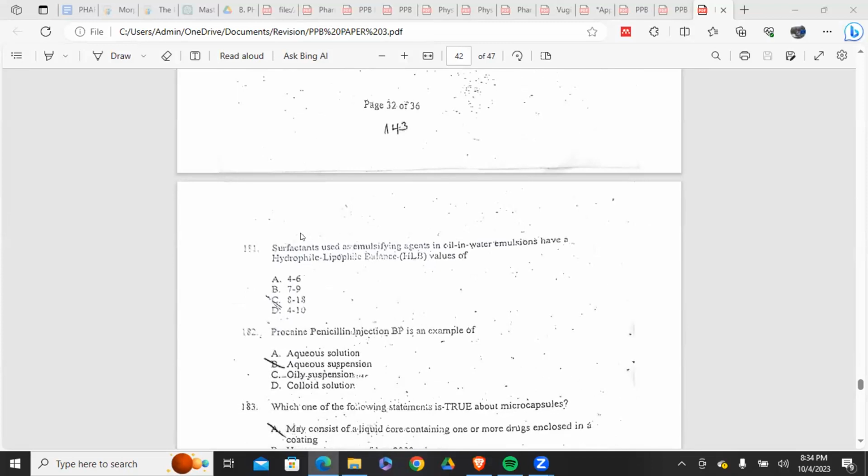Moving on. Surfactants used as emulsifying agents in oil in water emulsions have an HLB value of... Okay, for oil in water emulsion, they are the ones which had an HLB value of more than 9. And the ones that had values less than 9 were water in oil. So anything above 9, so 8 to 18 is the most appropriate answer there.